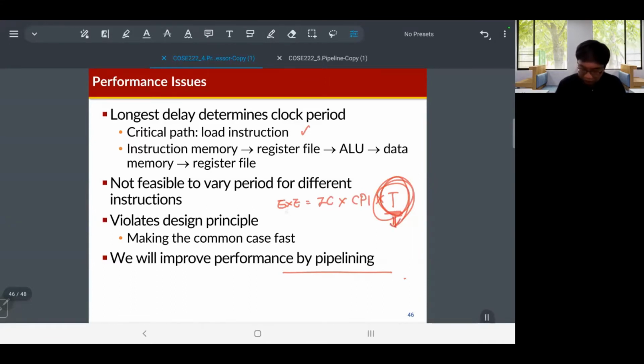Then as you know, this is the execution time, and execution time is proportional to the clock period. So that means if the clock period is high, so it means that it's long, then the performance is low, because the performance is inversely proportional to the execution time. So how can we solve this problem? We can solve this problem with pipelining. So in this class, we will learn about the very basic concept of pipeline architecture.